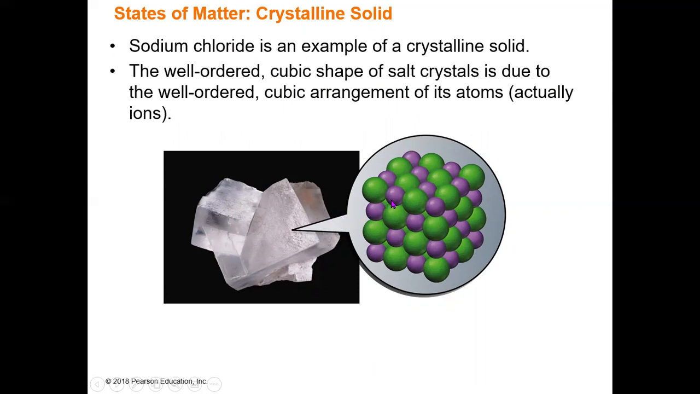And those ions, the positive ions are the purple, the negative ions are the green. In sodium chloride, the purple positive ion is Na1 plus, also called the cations. And the negative ions are the chloride, also called the anions.